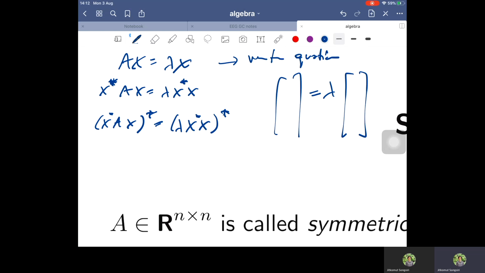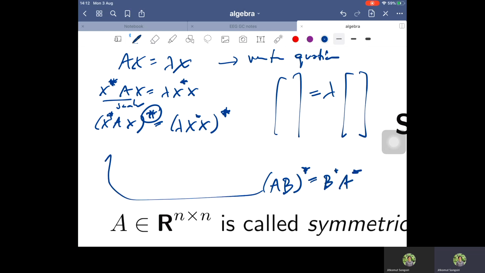Remember that this is a scalar. If I take the star, it just means that I take the complex conjugate pair. Okay, but then from the left hand side, the Hermitian conjugate operation just works like the transpose operation, which means (ab)* is going to be b* a*. Then from here what I get is that x* A* x equals lambda bar x* x, which is lambda bar norm of x squared.